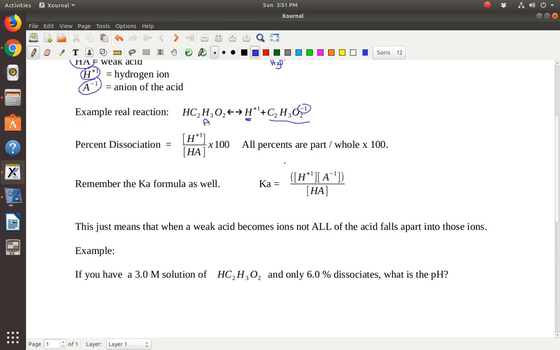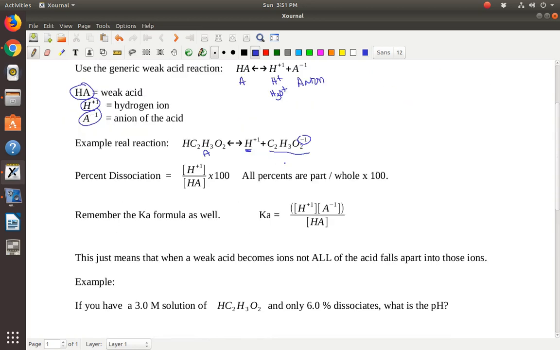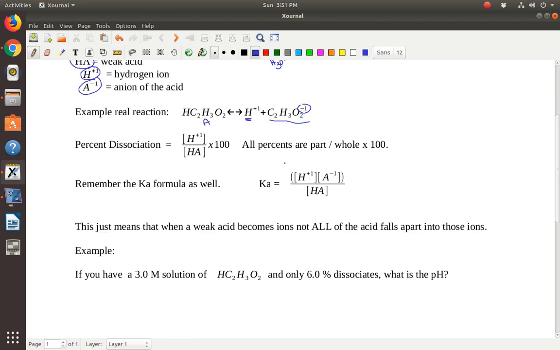Remember, in percent dissociation, what we're dealing with is something that does not fall apart all the way, like strong acids. Now with every percentage, and this is the percent dissociation formula right here, it's the concentration of the hydrogen ion divided by the concentration of the original acid, times 100. All percents are part divided by the whole times 100. We also have to use the Ka formula, the acid dissociation constant formula, which is the hydrogen ion times the anion divided by the acid concentration.